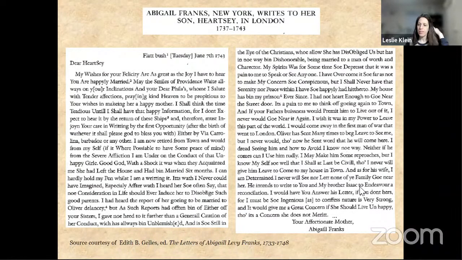She writes that she vows never to see or speak to her daughter again. And she doesn't. She follows through on that. She never speaks to her daughter. Her husband was ready to give in. Her husband was ready to have a reconciliation, see her, but she stood firm and never saw her again.